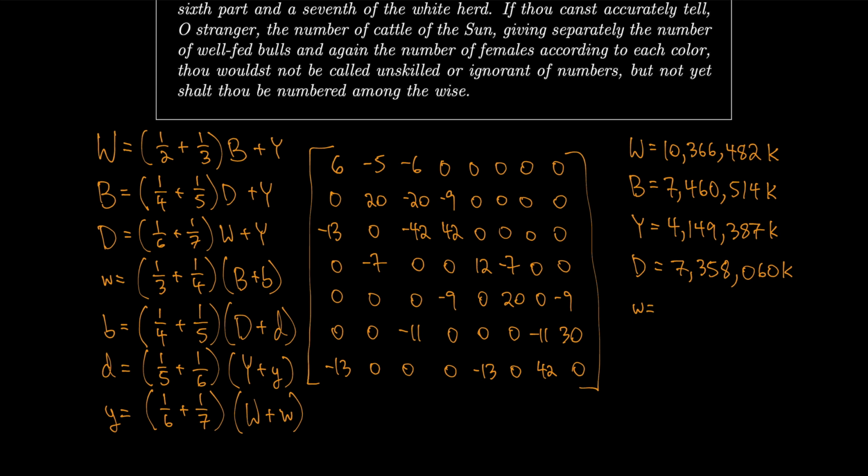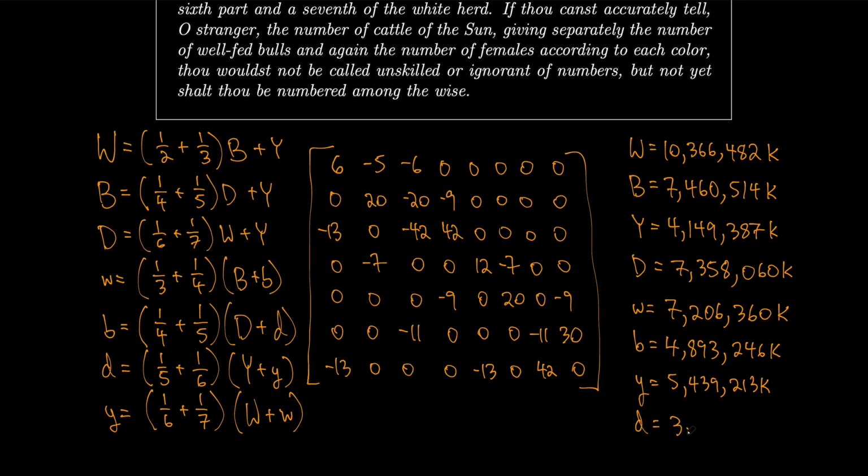W, or little w for the cows, is 7,206,360 K. And then the black cows, 4,893,246 K. And then 5,439,213 K for the yellow cows, and last but not least the dappled ones at 3,515,820 K. So I guess the smallest values you get would be for K equals 1, but you can plug in whatever K you want.